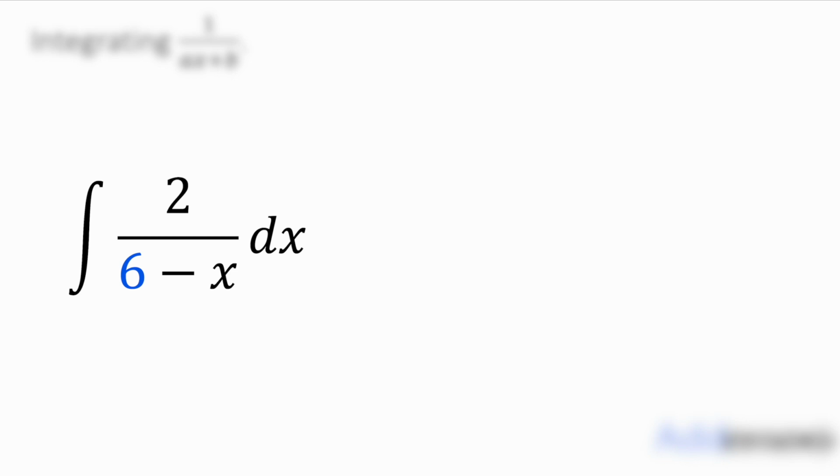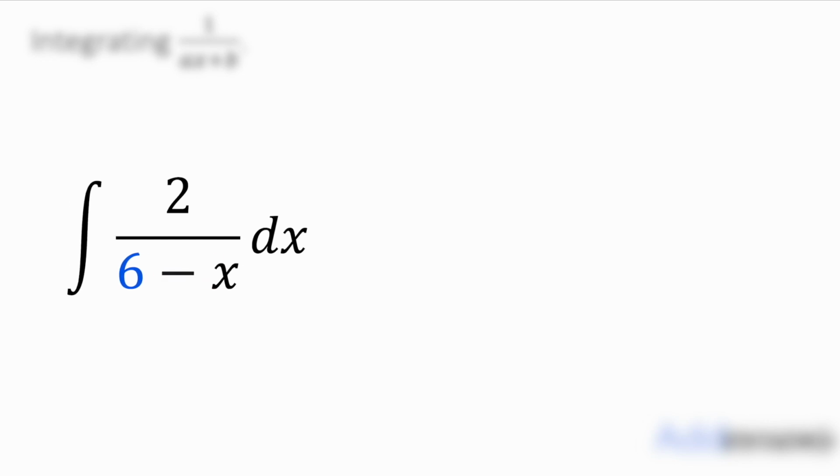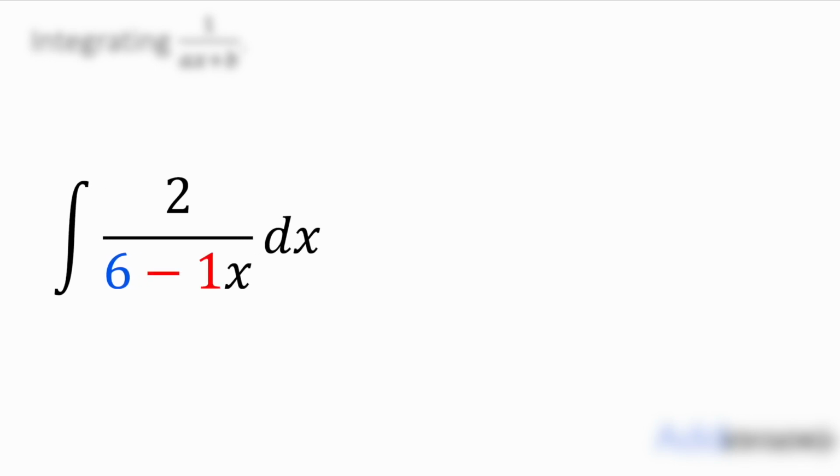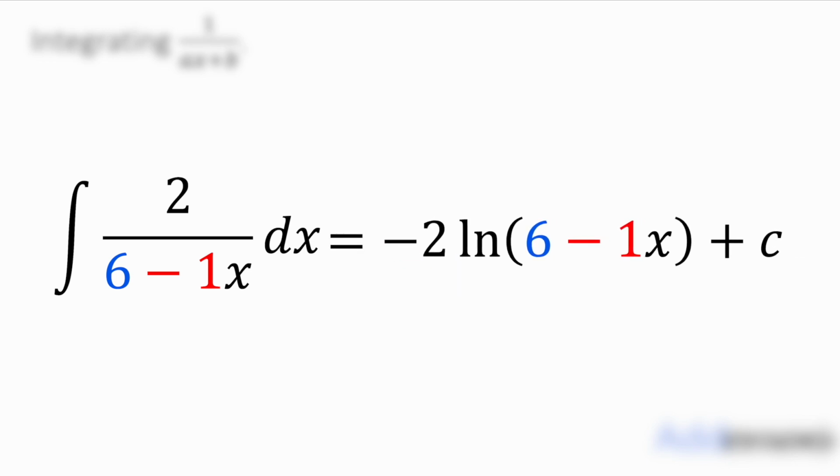Now let's look at another example, the integral of 2 over 6 minus x dx. Well, it's the same as 2 over 6 minus 1x. So you have to imagine there's a minus 1 here. So the number in front of the x here is minus 1. The a is minus 1. We have 2 divided by minus 1. The 2 on the top remains the same. ln of 6 minus 1x plus c. And 2 divided by minus 1 is minus 2, so it's minus 2 ln of 6 minus x plus c.